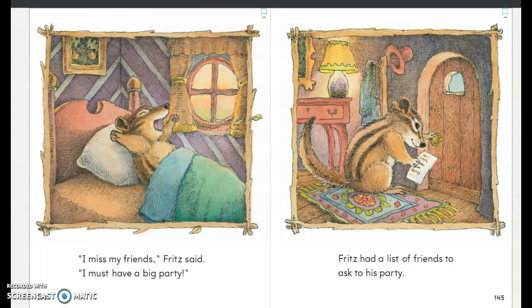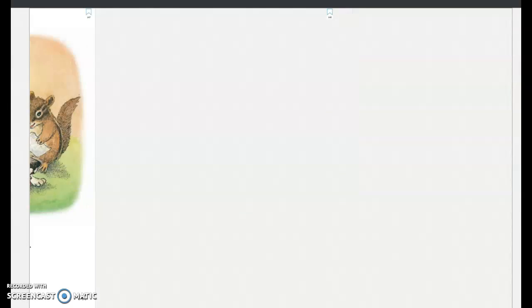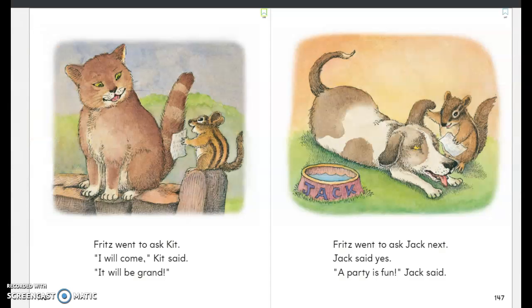I miss my friends, Fritz said. I must have a big party. Fritz had a list of friends to ask to his party. Fritz went to ask Kit. I will come, Kit said. It will be grand. Fritz went to ask Jack next. Jack said, yes. A party is fun, Jack said.